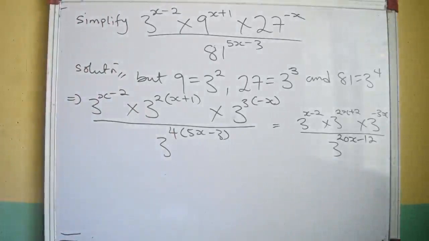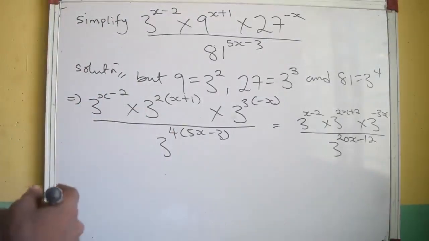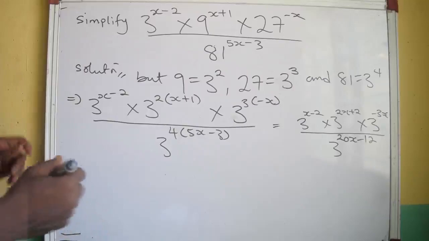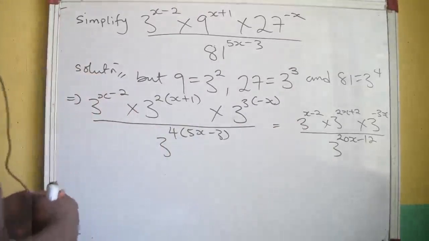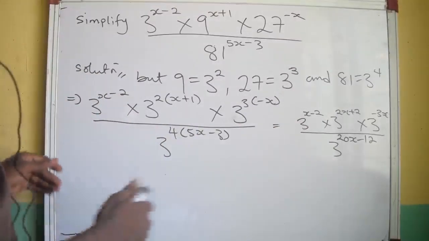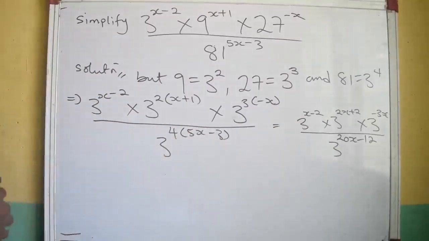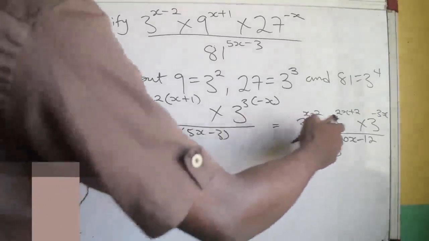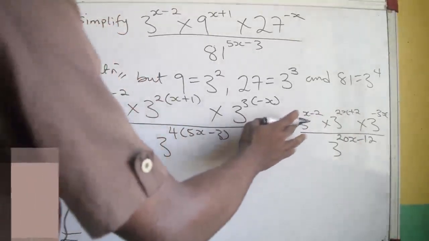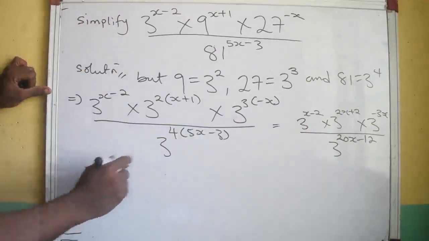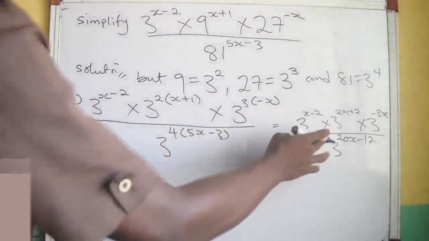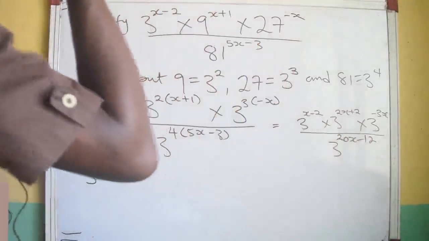So since we've gotten it to this level, the next thing we'll have to do, according to the law of indices, the law of multiplication, is this: when you multiply with more than one base, if the bases are the same, we pick one base and add up the powers. So the bases here, 3, 3, 3, are the same. I'm concentrating on the numerator for now. So we write down this 3 and add up the powers because of the multiplication we have.